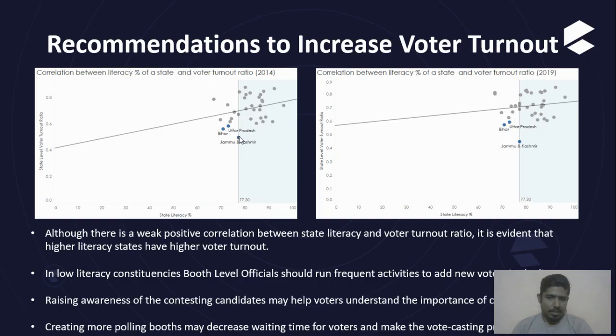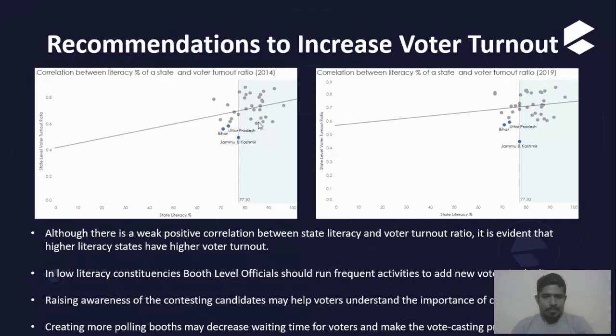And here I am able to see that these three dots are represented in blue. These three blue dots are the states having the minimum voter turnout ratio. Now, what I am doing is taking this statement to be true and verifying it from the analytics presented in these two scatter plots. So what is the statement? The statement is that higher literacy states have higher voter turnout ratio. So let us see that in these two scatter plots.